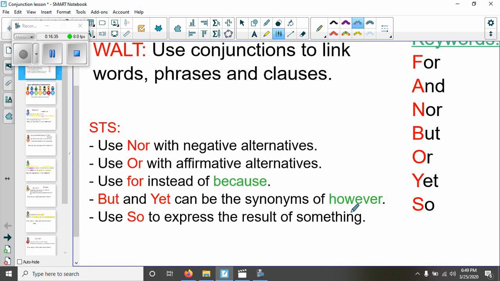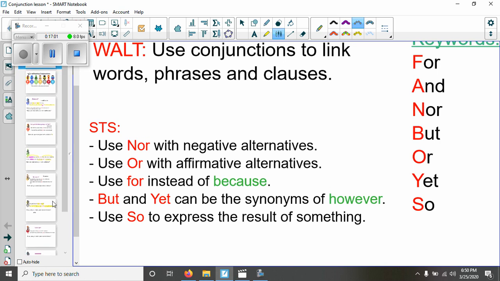So are you telling me, Miss Huda, that but means yet? Yes, they are very, very close. The difference between but and yet is that yet has a strong contrast, a surprising contrast. Let's read the sentences so we can understand it very well.